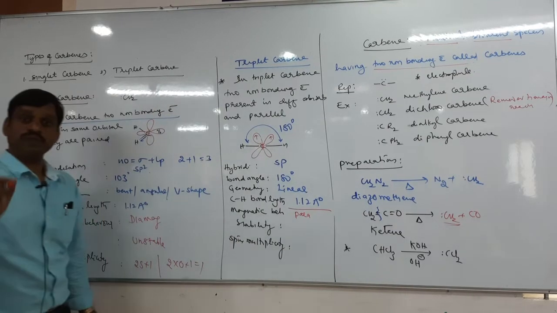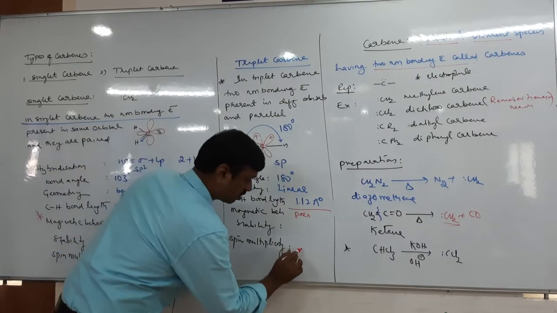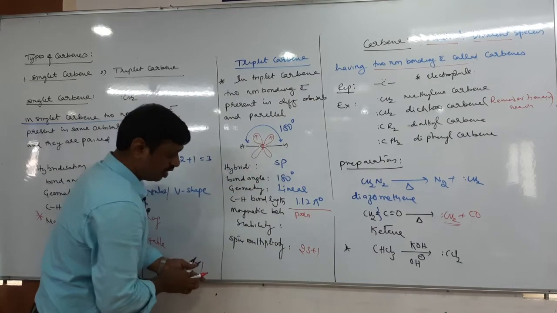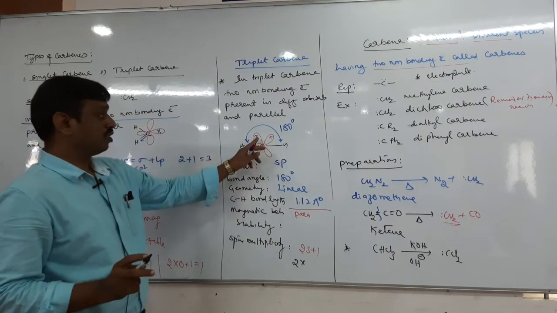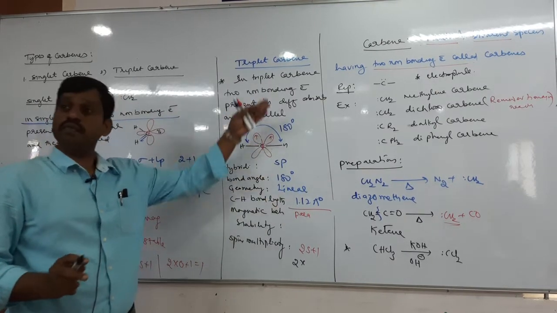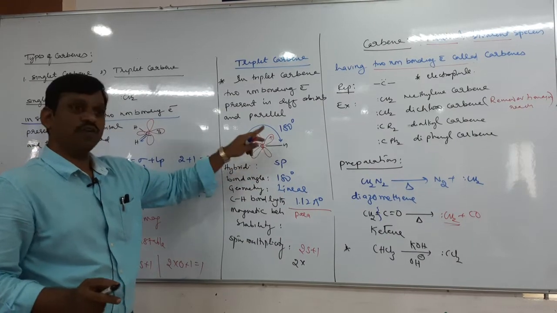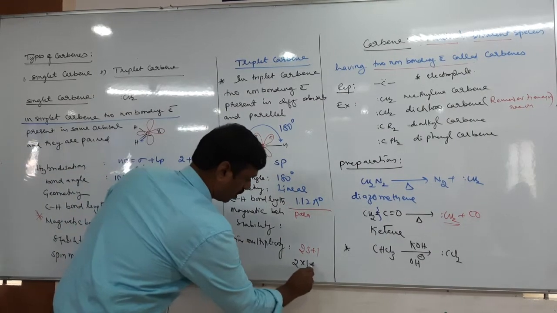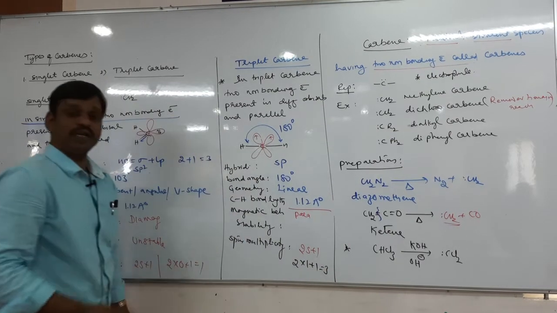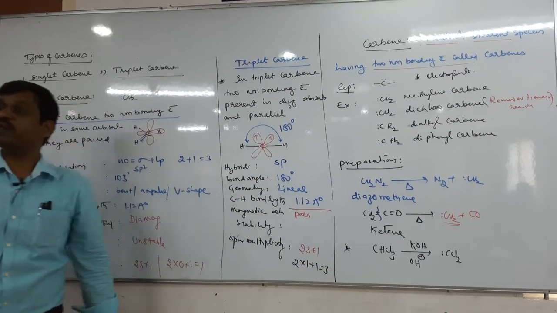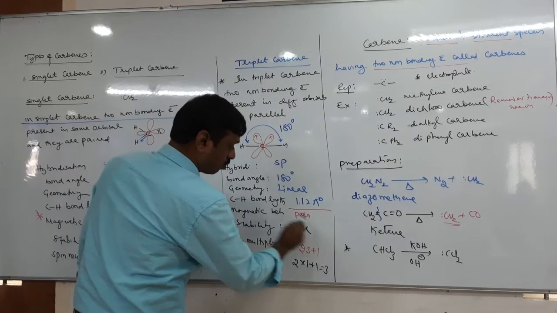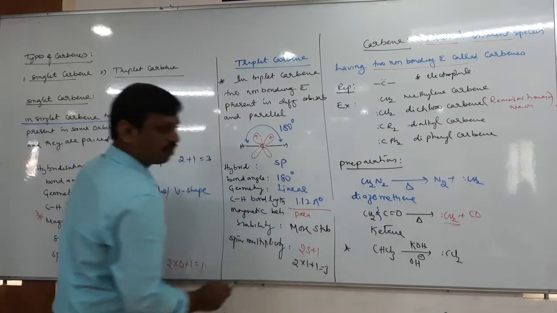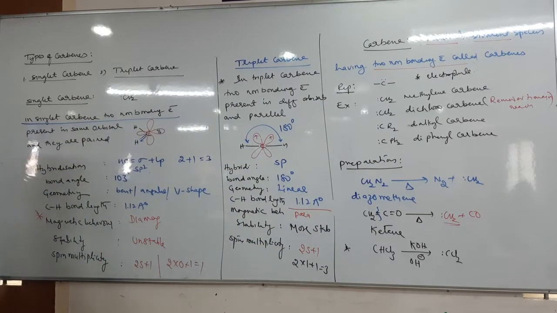Stability is directly proportional to spin multiplicity. Tell me, what is the spin multiplicity? 2s plus 1. Then tell me here, 2 into s, s equal to 1. Why? There are two non-bonding electrons present parallelly, no? If it is plus half each, you will get 1. Therefore 1 plus 1, which equals 3. That's what a triplet is. The meaning of triplet is spin multiplicity is 3. And stability, compared to the first one, this is more stable, because stability is directly proportional to spin multiplicity.